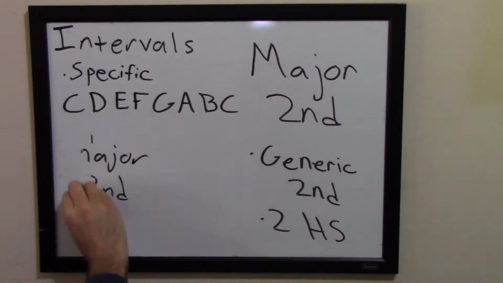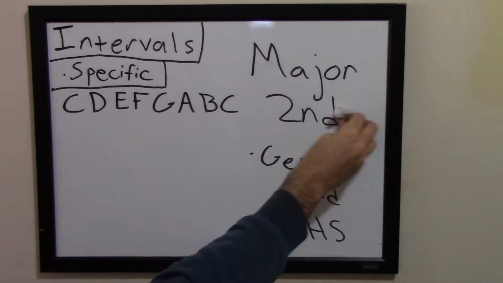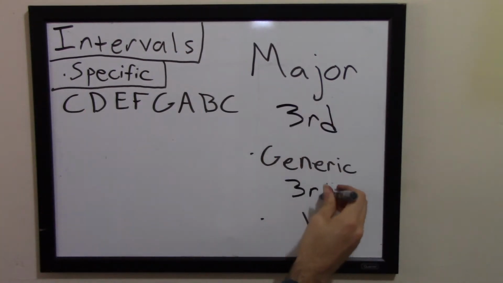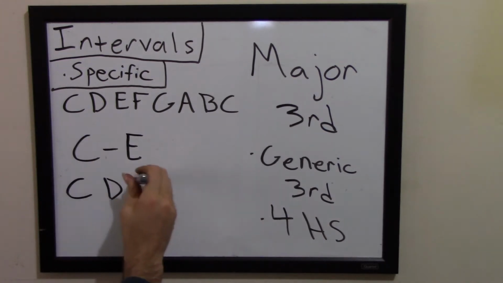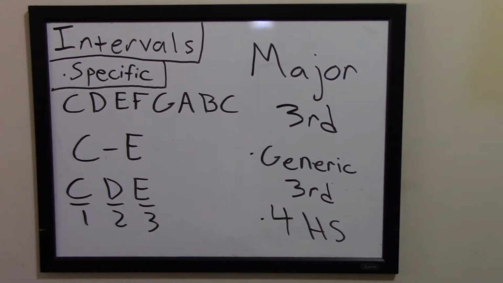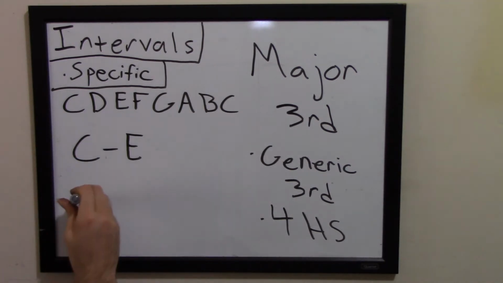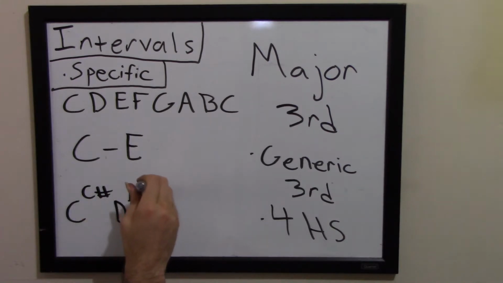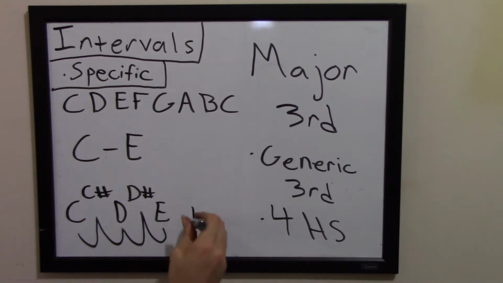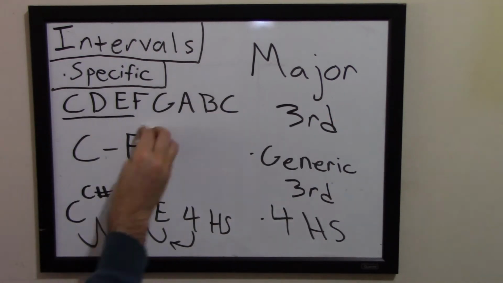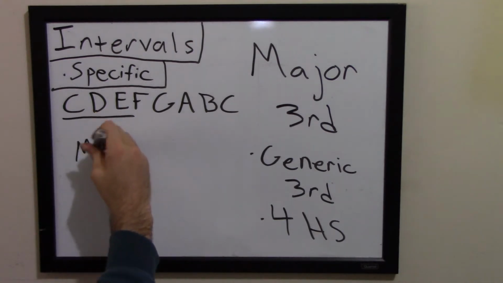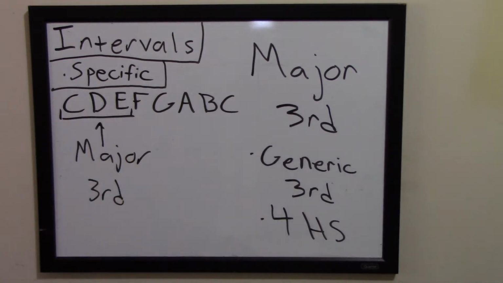Now, let's move on to the major third. The major third is going to be a generic third, like C and E, because C, D, E, 1, 2, 3. And this generic third consists of four half steps. So C, C sharp, D, D sharp, E. That's four half steps. So a generic third and four half steps, that gives you a major third. Remember that. How are you going to remember that? Because you know your C major scale, you know your major scale, and the distance between the first and third note of a major scale is a major third. You can remember it that way.